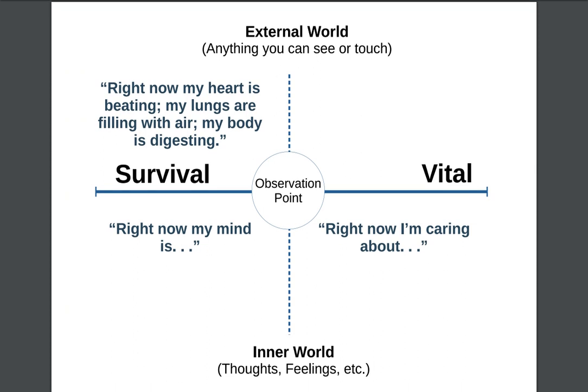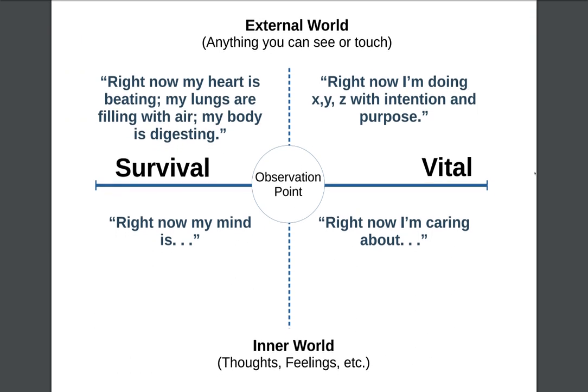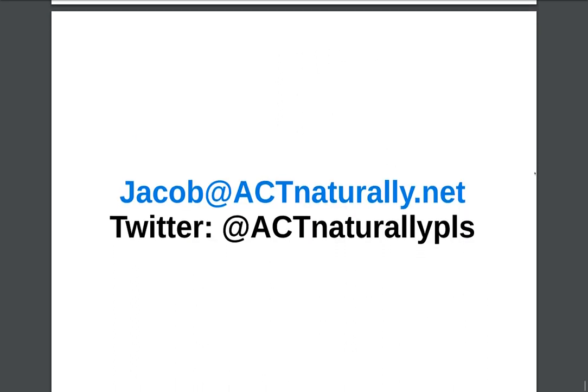And at the same time, I am caring about the people and things in my life that matter so much to me. And I can be doing X, Y, and Z with intention and purpose. Going through the SV matrix in this way helps clients view themselves as an amalgamation of experience and behavior that is constantly moving, never settled. Those are just the cool things that you can do with the SV matrix that I've thought of so far.